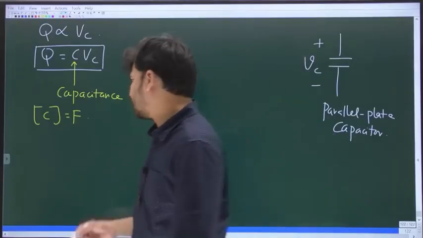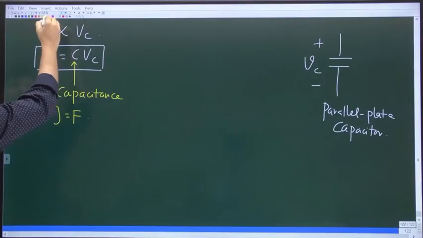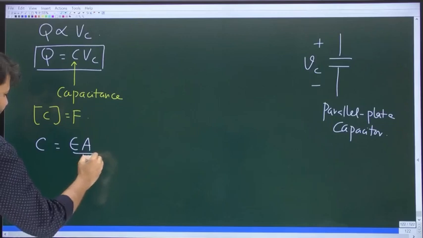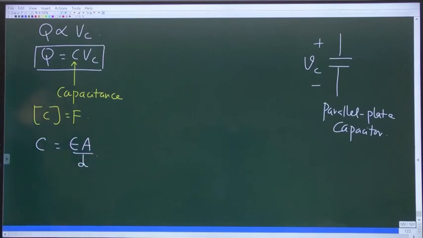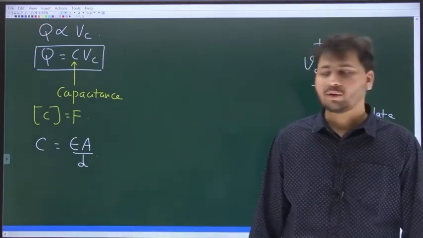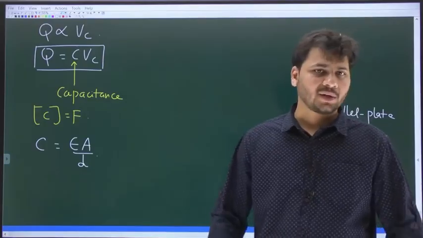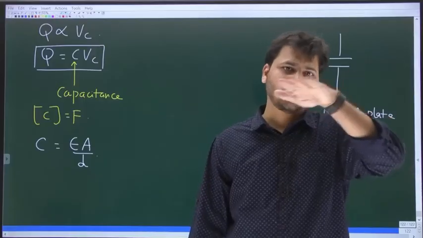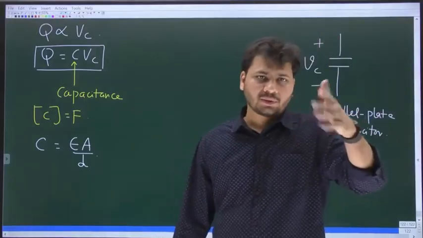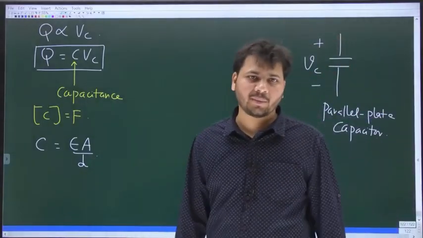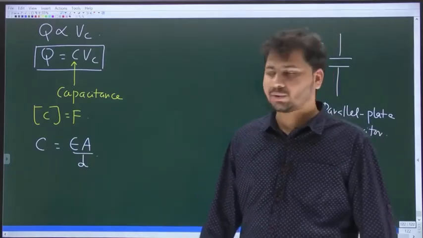And for a parallel plate capacitor, C is epsilon A by d. This is not really necessary, but just for the sake of completeness, C is epsilon A by d, where epsilon is the permittivity of the dielectric or the insulating material present between the two plates. A is the area of each plate. There are two parallel plates, and each plate will have some area. d is the distance between the two plates. Epsilon A by d will give you the value of the capacitance, okay?